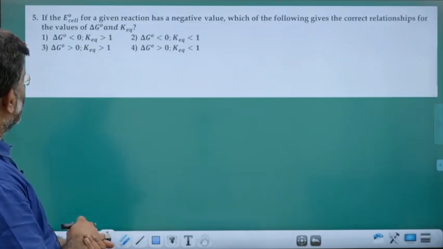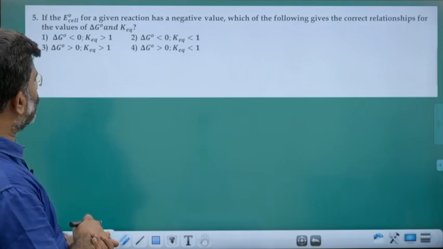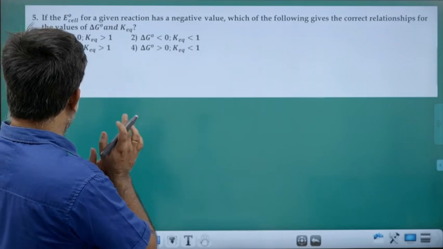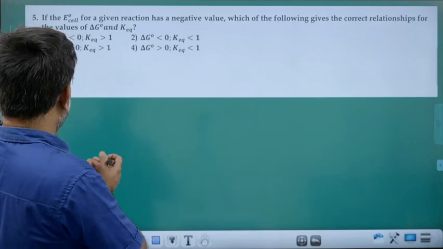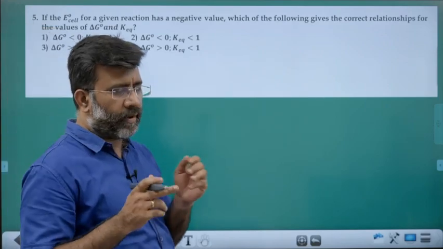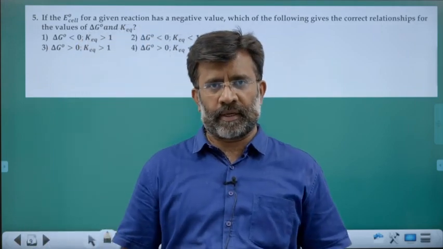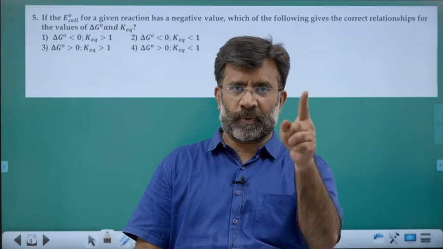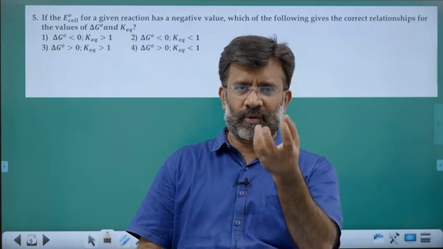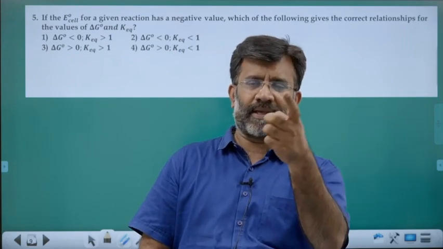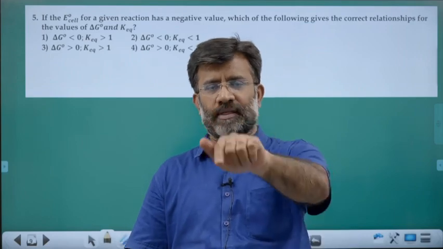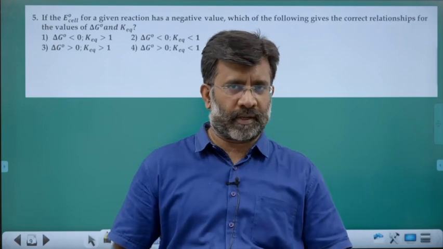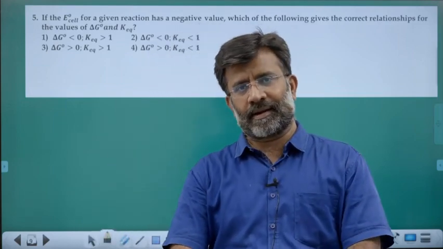E° cell for a given reaction has a negative value. Which of the following gives the correct relationship for the value of delta G0 and K equilibrium? See, EMF of the cell is negative. That means non-spontaneous. EMF of the cell positive is spontaneous. Very simple logic. You are getting energy from the battery, that is EMF positive. You are giving energy to the battery, that is EMF negative. EMF negative means non-spontaneous. Non-spontaneous means delta G greater than 0.